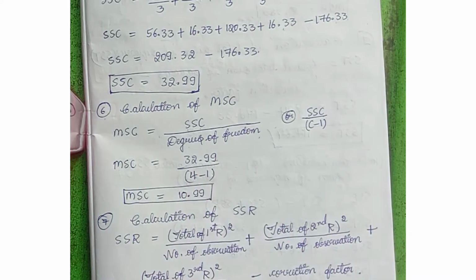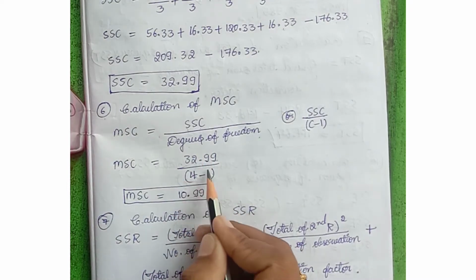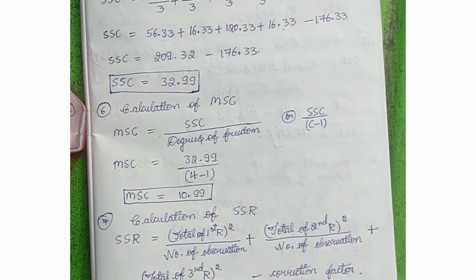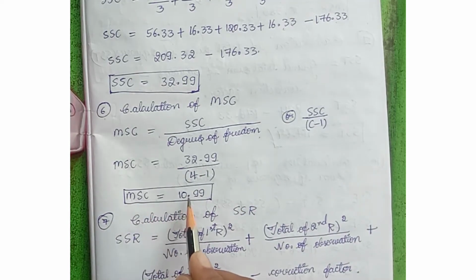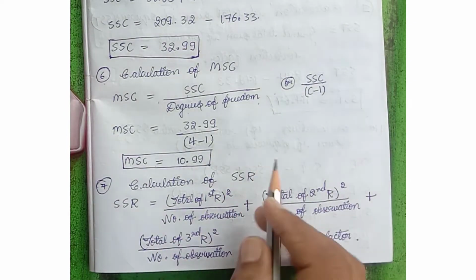Here 4 means we have 4 columns. So because of that we are taking 4 here. 4 minus 1 is 3. So 32.99 divided by 3, MSC is equal to 10.99. That is the mean sum of squares of columns.